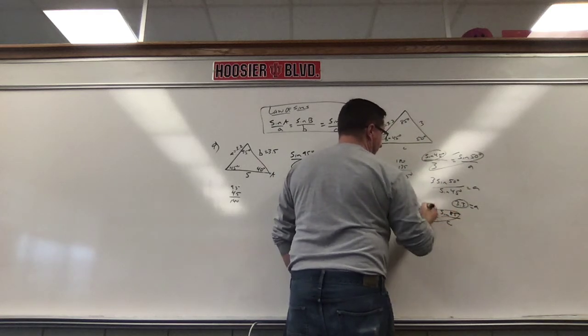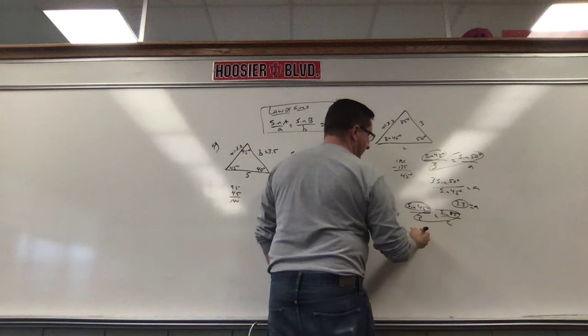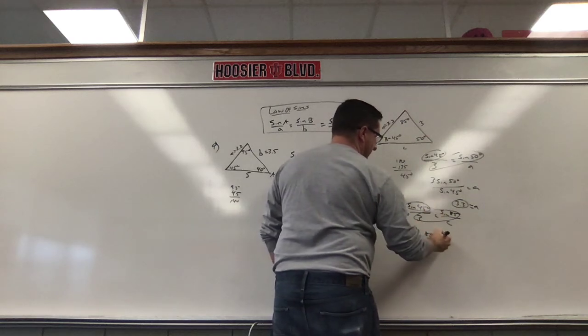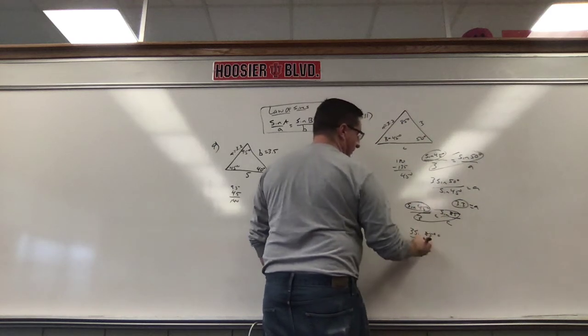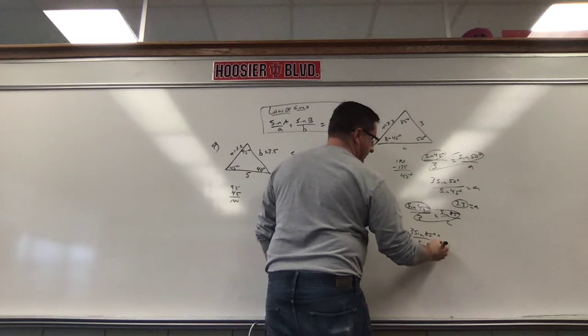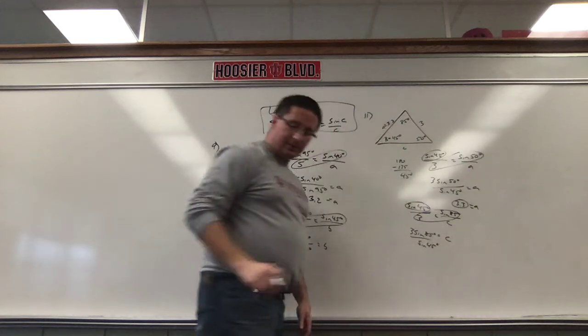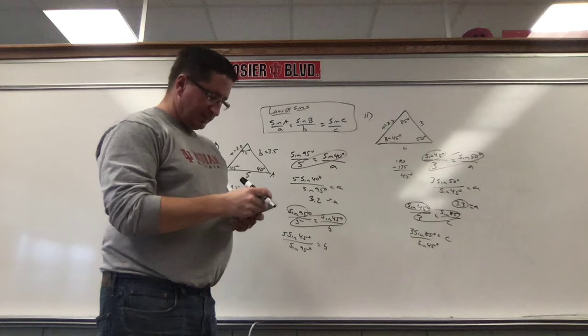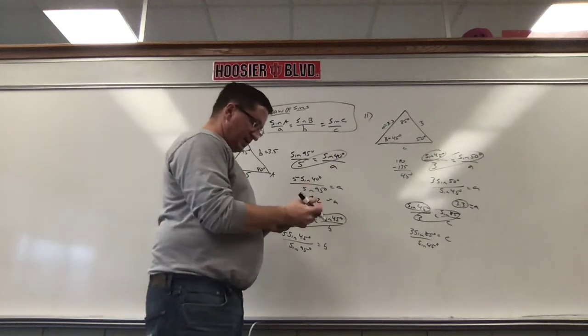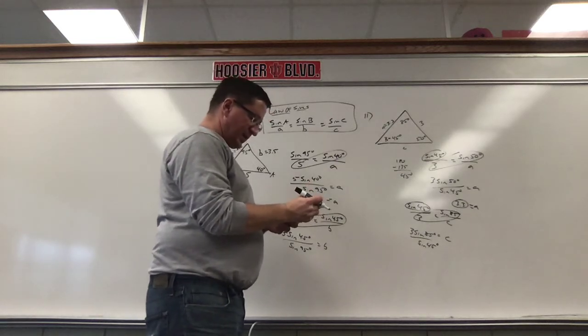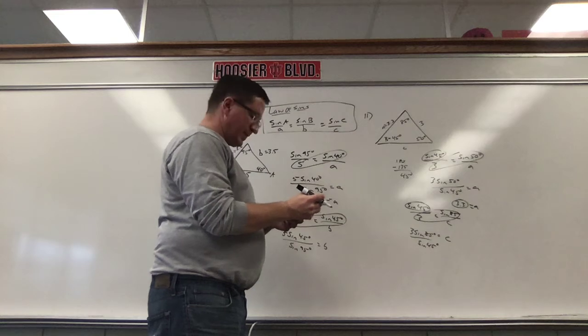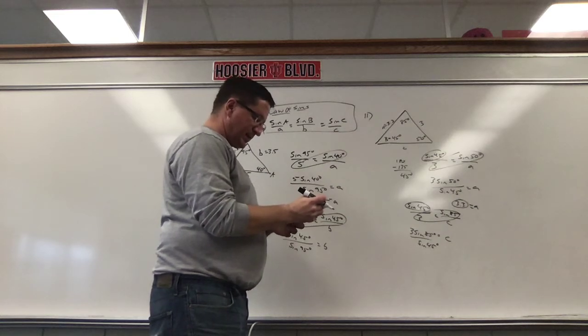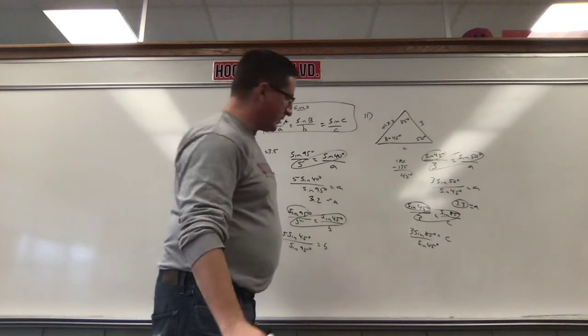So we cross multiply and divide again. So 3 sine 85 divided by the sine of 45 equals c. So we type in 3 sine 85, enter, divide by the sine of 45. And we get about 4.2.